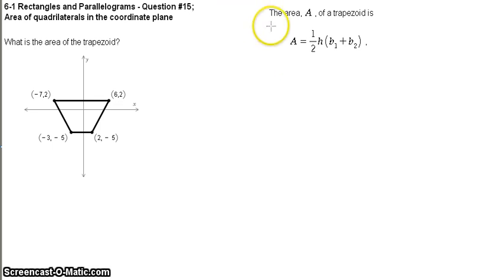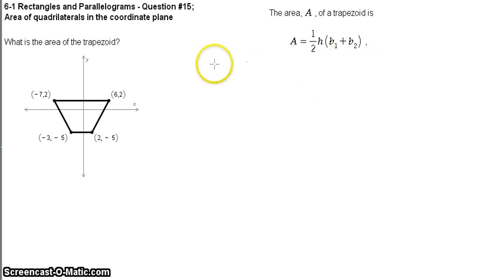As I mentioned in class, make sure you have the formulas for the areas of different shapes. So in this case, we have a trapezoid, right? Here, I've shown you the formula to find the area of a trapezoid. It is just half times the height times the sum of the two bases.